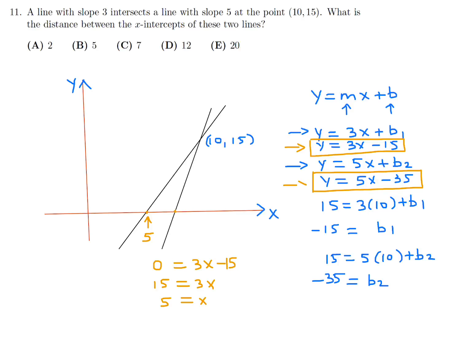I'll do it for the second one now. Set y to 0: 0 equals 5x minus 35, 5x is equal to 35, and therefore x is equal to 7. So this is 7. And they want you to find the distance between these two. So the distance from 5 to 7 is 2. So for 11, the answer is A.